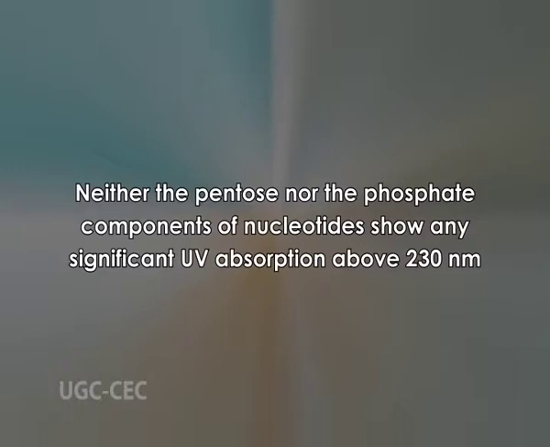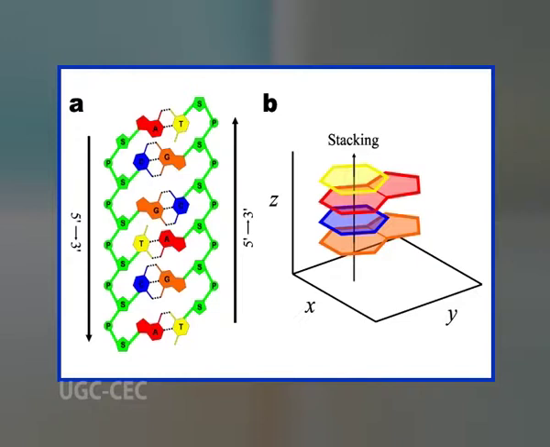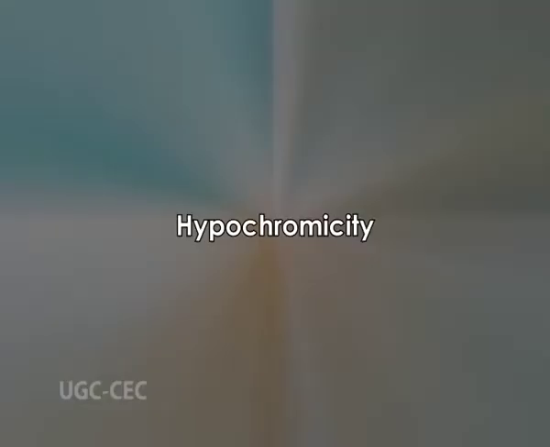Now coming to spectroscopic properties. Neither the pentose nor the phosphate components of nucleotides show any significant UV absorption above 230 nanometer. In such ordered structures, the bases can stack face to face and thus share electron interactions that profoundly affect the transition dipoles of the bases. Typically, such changes are manifest in a marked reduction in the intensity of UV absorption by up to 30%, which is known as hypochromicity. This phenomenon is reversed on unstacking of the bases.